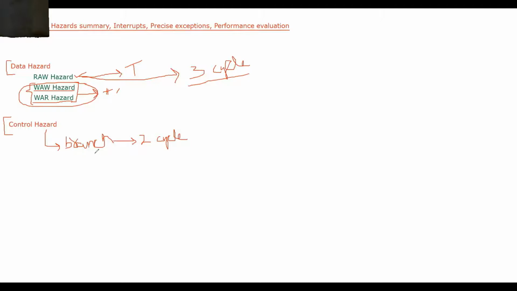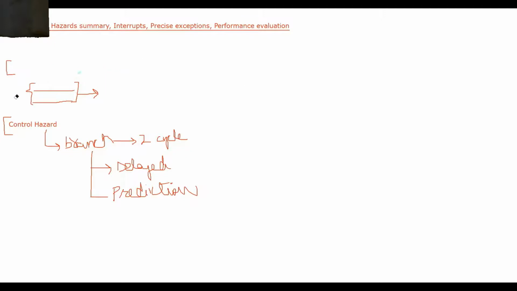And the solutions to handle the branch dependency: one solution was delayed branching and another solution was branch prediction. We discussed both these two solutions. Fine. So this was the summary about the data hazards and control hazards. Now let's discuss interrupts and how they are handled in our pipeline.